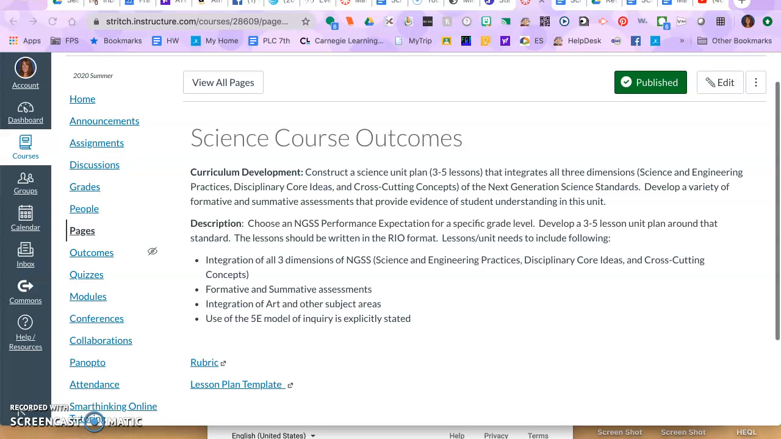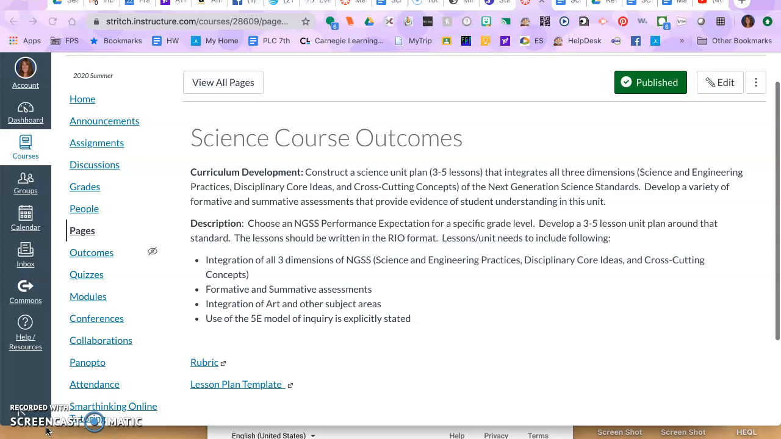So I wanted to go over your requirement for the science portion of your methods course. You are going to be constructing a 3 to 5 lesson unit plan around one of the Next Generation Science Standards. So each night we will go through different parts that will help you with this unit plan. So the first night you're going to be going through what NGSS is, the Next Generation Science Standards.